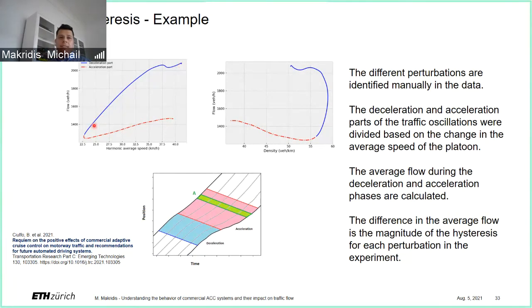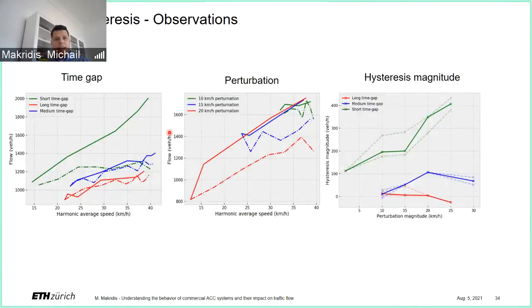With blue is the deceleration part, with red is the acceleration part, and here, for example, we see the flow over the speed. So we see this asymmetry that we were discussing before, that there is a difference in the production in the flow while decelerating the vehicle and while accelerating the platoon. Okay, and some results.